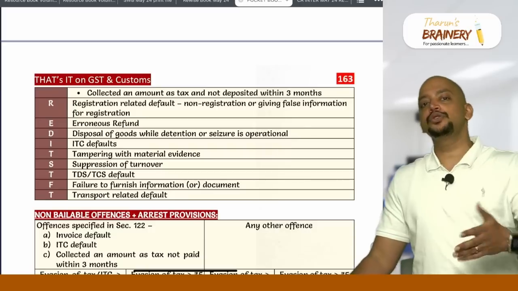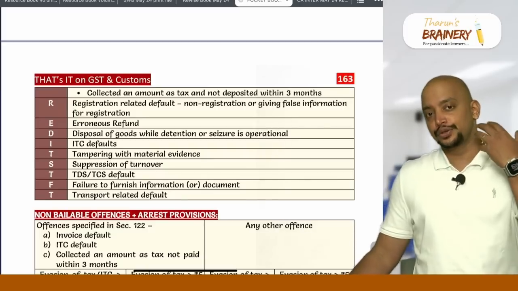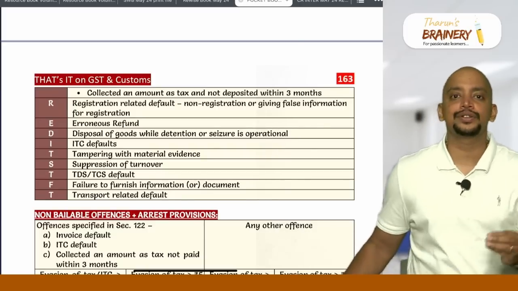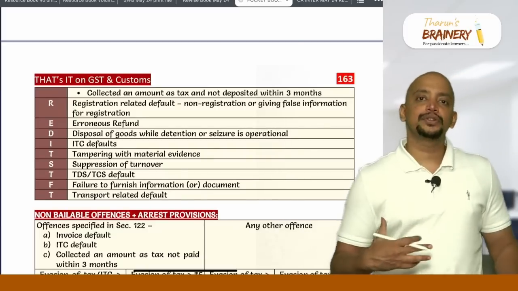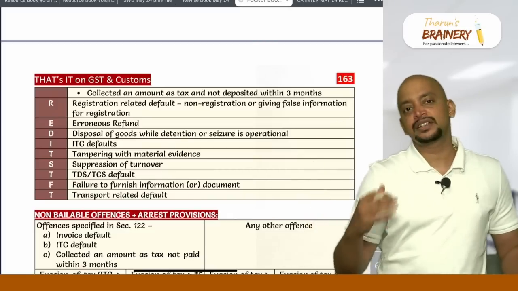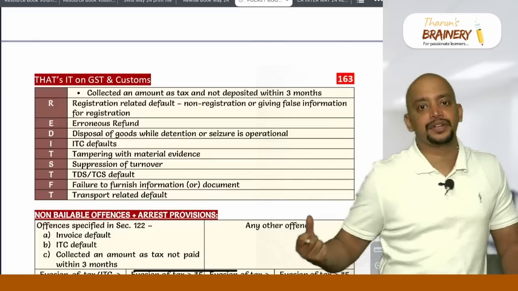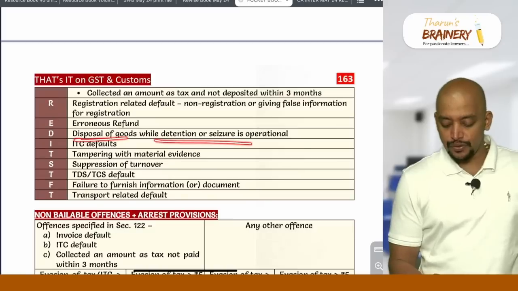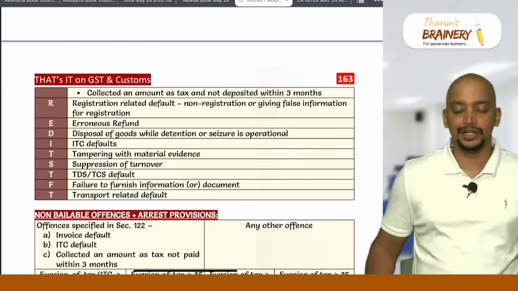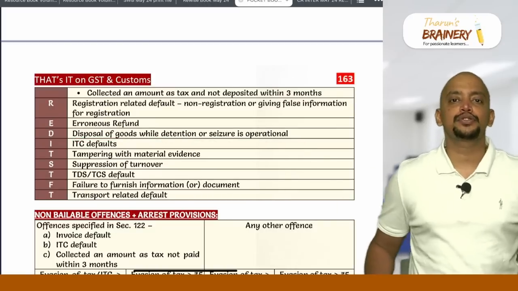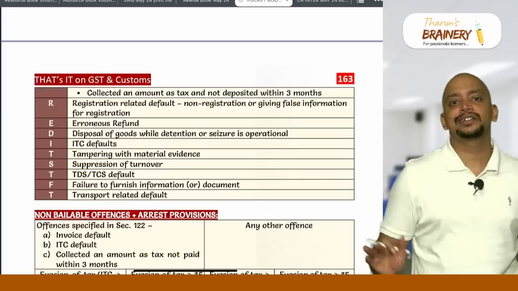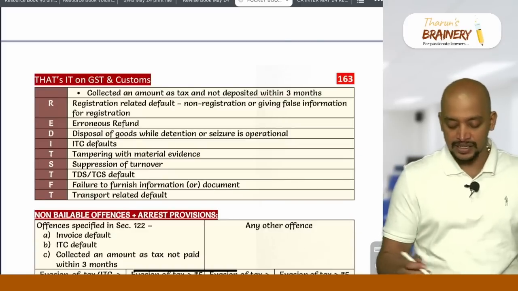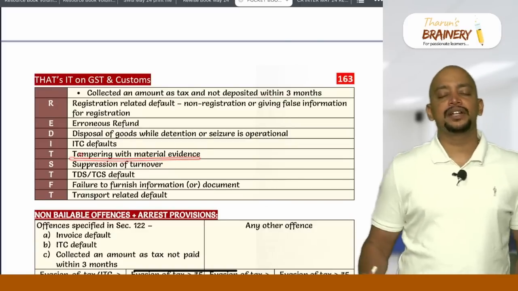Now you try to break the seal and you try to sell those goods. So the goods are in the department's place and you have barged into their place, taken those goods and sold them. So this is known as disposal of goods while detention or seizure is operational. And ITC default: you are not supposed to take the input tax credit, but you have taken the input tax credit, fake credits. Then tampering with material evidence.